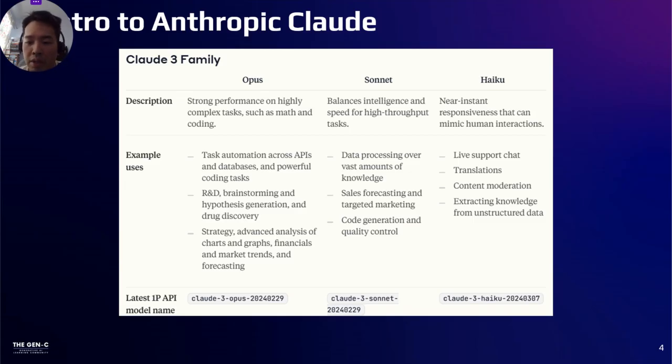Claude can also help in customer support where you can handle ticket triage, on-demand complex inquiries using rich context awareness and multi-step support workflows, all with a casual tone and conversational responses. As you can see from the table, Opus has strong performance on highly complex tasks such as math and coding, while Sonnet balances intelligence and speed for high throughput tasks. Haiku provides near instant responsiveness that can mimic human interactions.